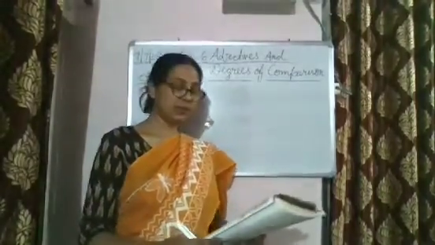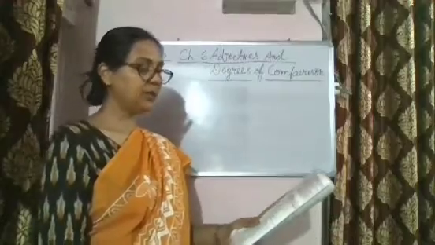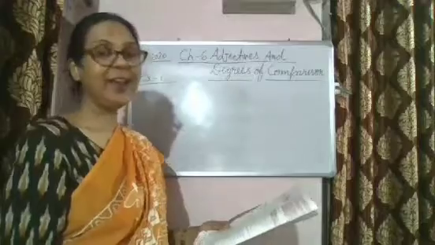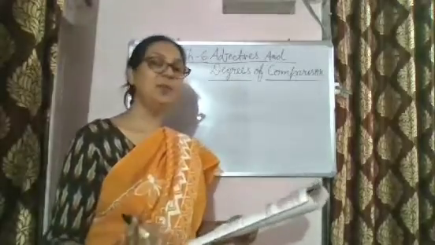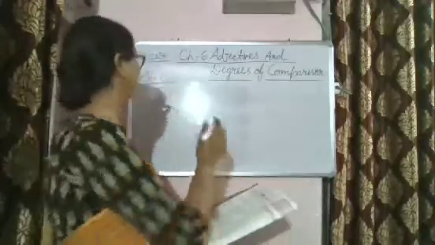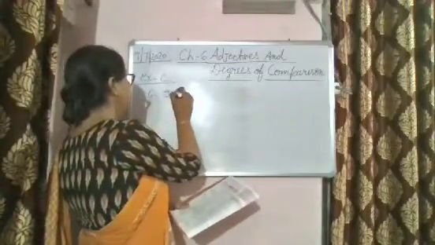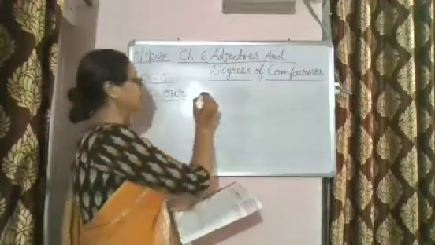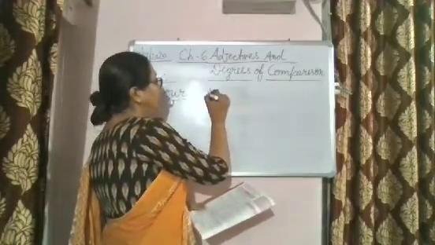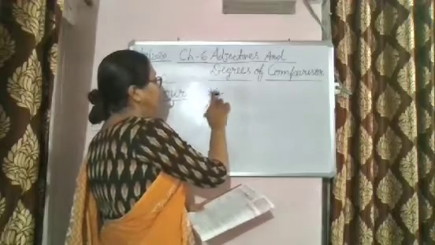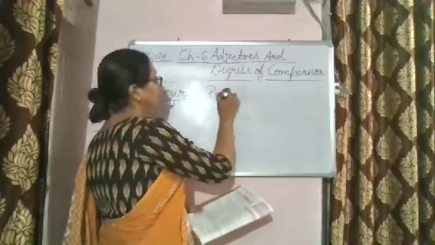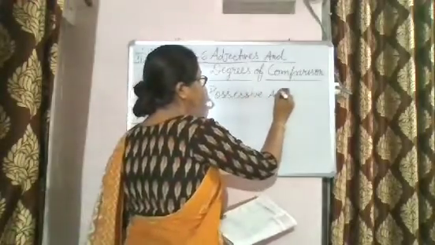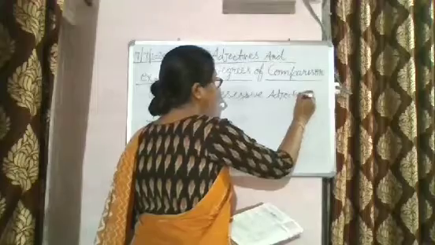Now number 6. Our car has been parked near the gate. On 6th number, our. It's showing the possession. Our car. So possessive adjectives.